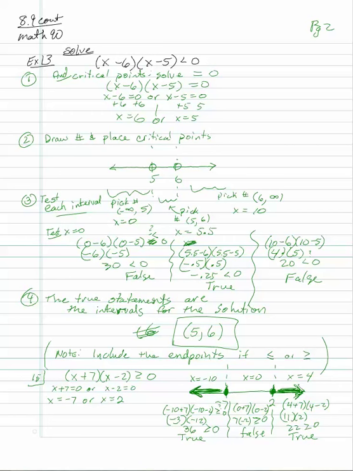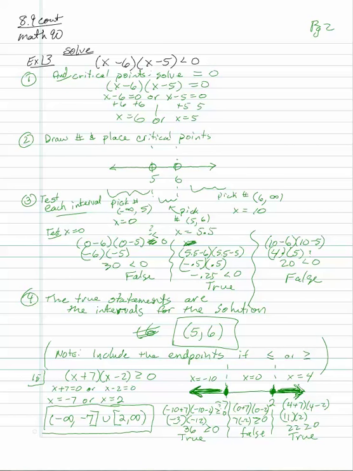And my solution is from negative infinity to negative 7. I'm going to include the endpoint, union 7 to infinity. And of course, infinity, you can never get there, so it always has a parenthesis. Alright, so that's pretty much how you do it using that technique.